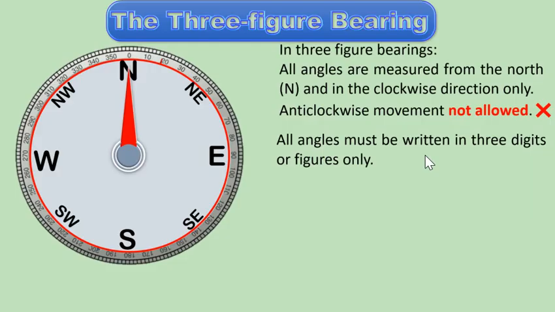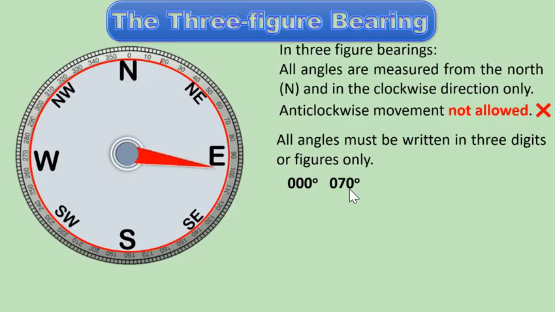Number 2, all the angles measured must be written in 3 digits. That's why we call it 3-digit bearings or 3-figure bearing. For example, north can be written as 000 or 360. But the starting point is 000. The ending point is 360. What is the angle? At what angle is the pointer pointing? It is 70. That should be written as 070 degree.